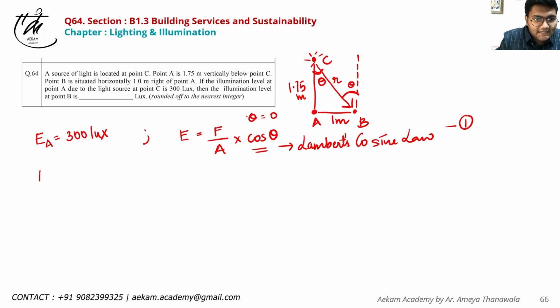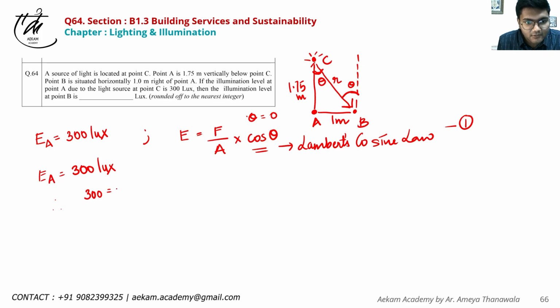Now EA is equal to 300 lux. The luminous intensity of the light source will be the same for A and B as well, because it is the inherent property of your light source. It is falling from the light source. Lumens are the same, right? So let's just write this down.